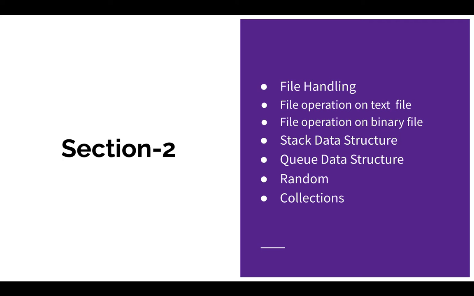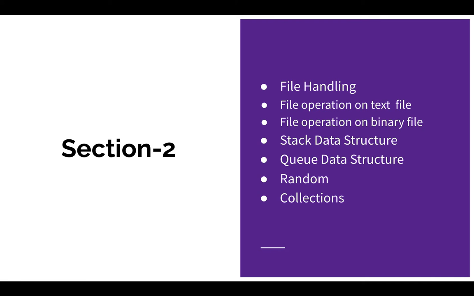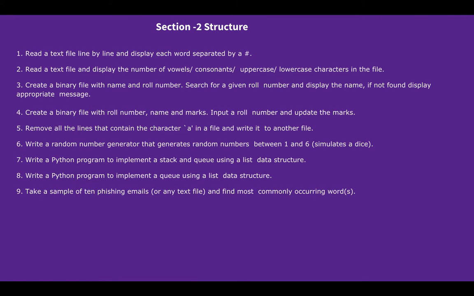In Section 2, we'll have file handling, file operations on text and binary files, stack and queue data structures, random and collections. So in Section 2, we'll have almost 9 different examples where these concepts like file handling, file operations, stacks and queues will be covered, with an explanation of the logic used, the objects used, and all the steps required to complete these programs.